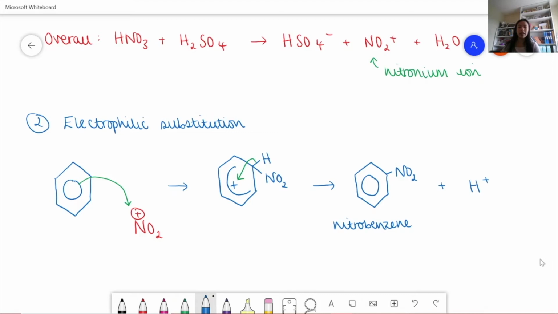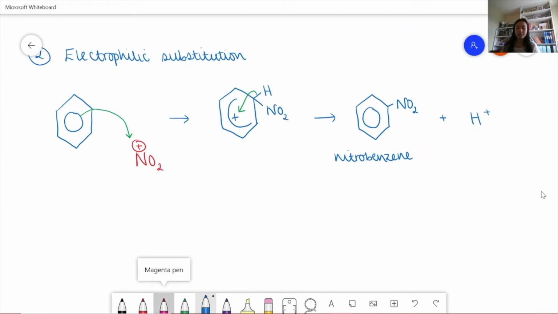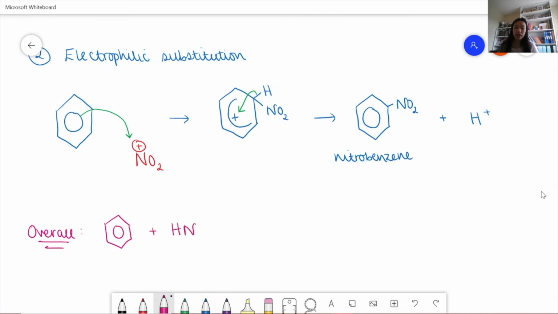So overall, as a balanced equation, including the production of the electrophile and this substitution, what we get is that we have a benzene added with some nitric acid, and we're going to use a sulfuric acid catalyst, concentrated, and the nitric acid is also concentrated, and we also use a temperature of 55 degrees Celsius to prevent further substitution. And what we produce is this nitrobenzene and also water.